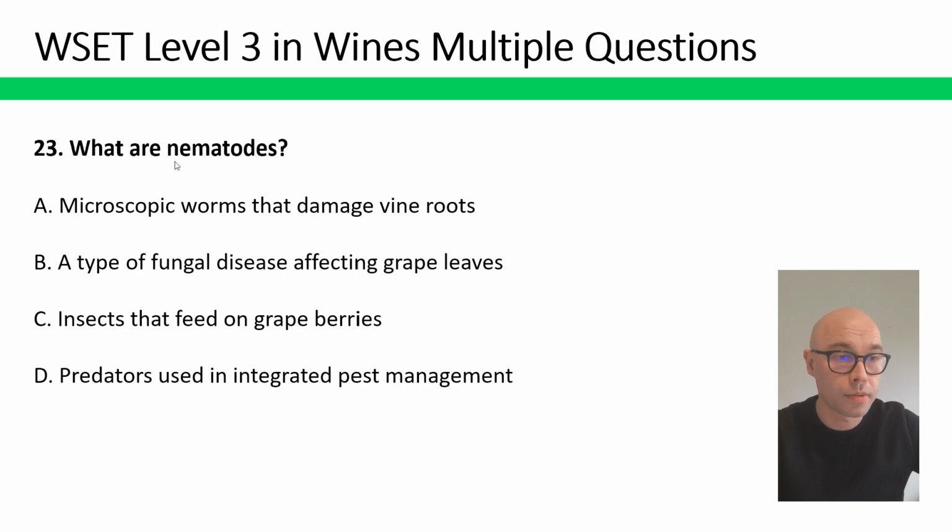What are nematodes? Microscopic worms that damage vine roots, a type of fungal disease affecting grape leaves, insects that feed on grape berries, predators used in integrated pest management. The correct answer is A, microscopic worms that damage vine roots.